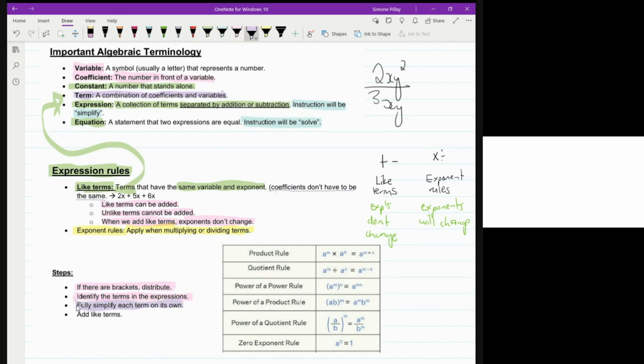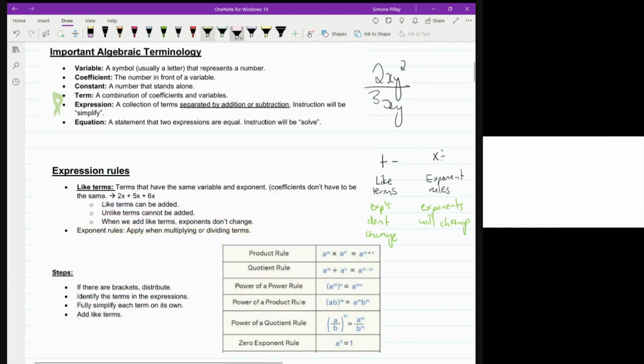Meaning, if a term has division in it, if a term looks like this, we can simplify this term. We can remove our fraction line, or we can do the division. We can apply exponent rules here. So if you can, you are going to fully simplify each term on its own. And once you've fully simplified each term, then you are going to go in and add like terms. So I really just highlight everything just so you guys can see what I'm referring to. So I'm just going to erase all my highlighting at this point.